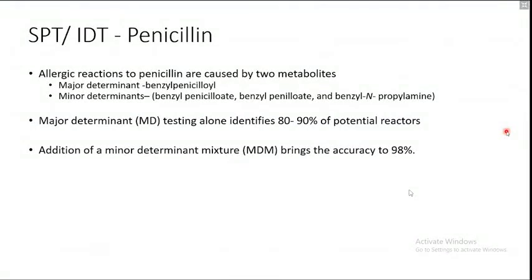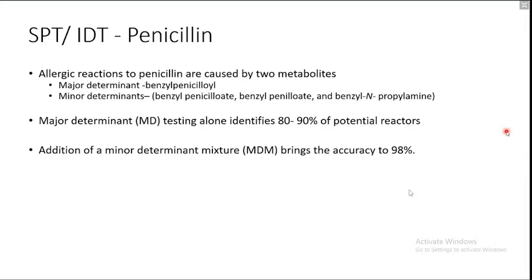So skin prick test with penicillin. Right now, as Danishka mentioned, these drugs are very small molecules, so they bind with the serum proteins and form various metabolites, so antigenic determinants. There are two antigenic determinants for penicillin. One is called the major determinant, which is the benzyl penicillyl oil. And there is a group of other antigenic determinants which are grouped as minor determinants.